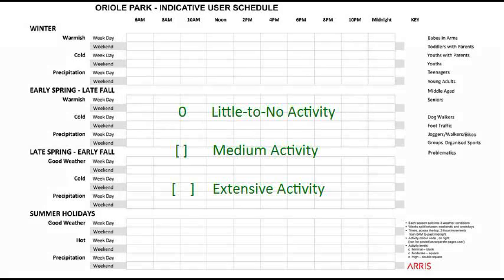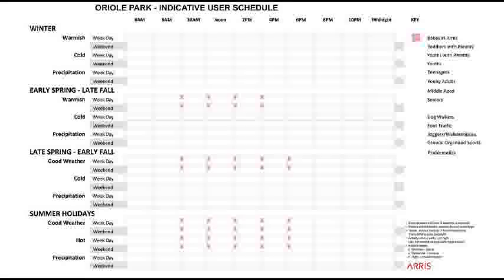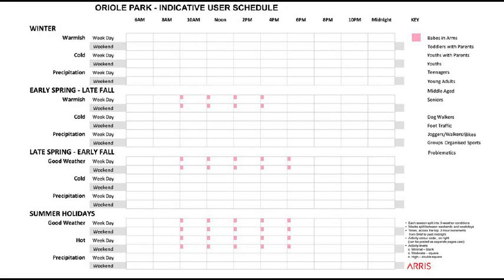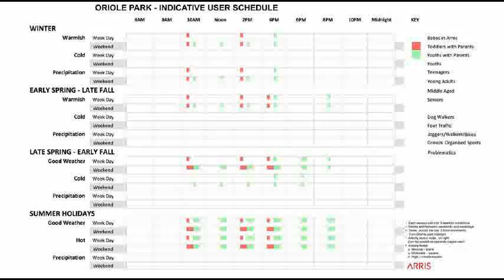Let's take a look at charting these users now. Our first category of user are babes in arms. They're in the park weekday and weekend because they're not in school, but they tend not to be there in the winter, in the coldest weather, or when it's inclement. Our next group is toddlers with parents, at which point they're now mobile on their own, and they do require more outdoor time. Again, they're not in school, so we see them weekday and weekend.